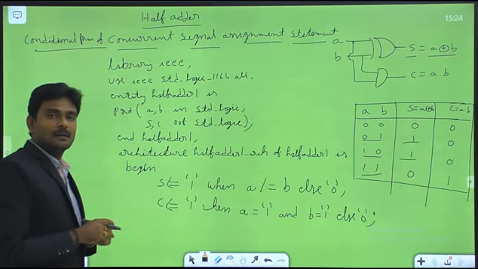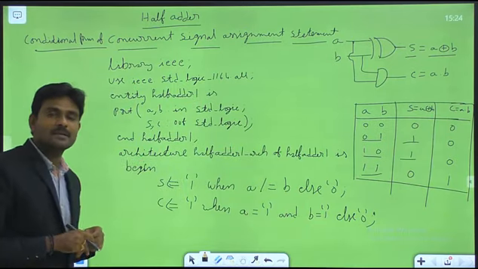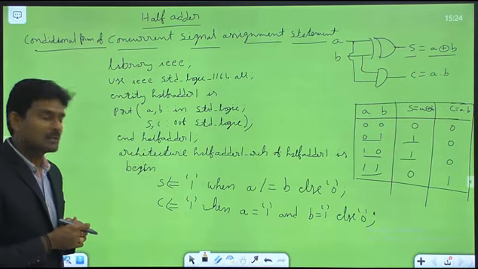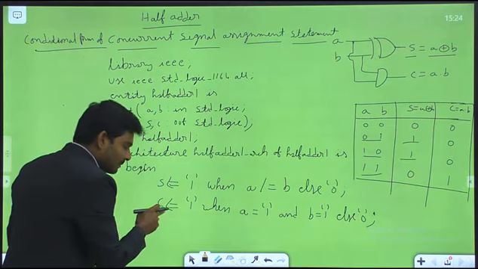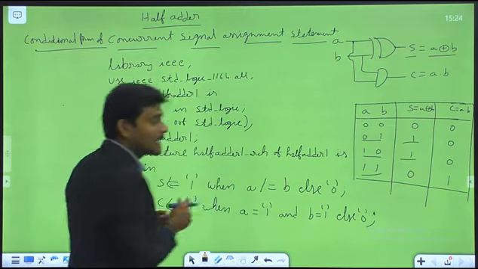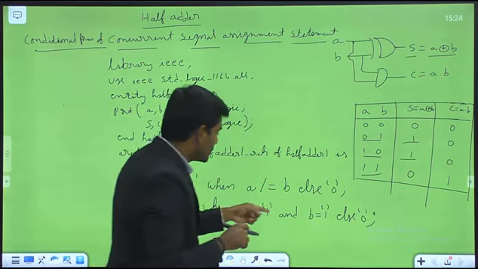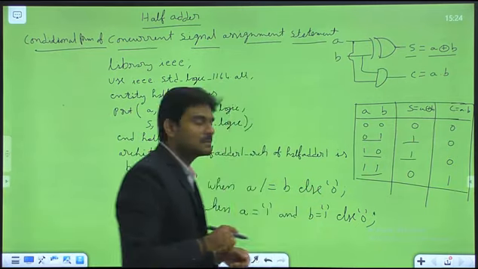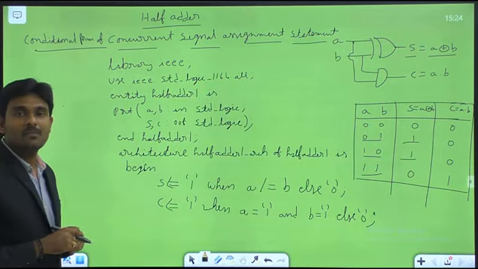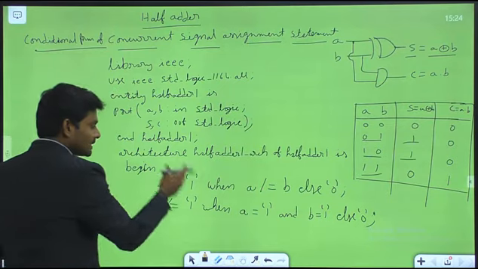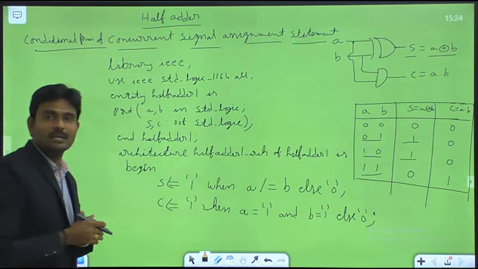By using these two concurrent statements, we can describe the whole functionality. So carry C less than or equals to 1 when both A and B become 1, that is, when A equals to 1 and B equals to 1. Else, for all remaining cases, carry must be assigned a value of 0. With that, I covered the whole functionality of that module.